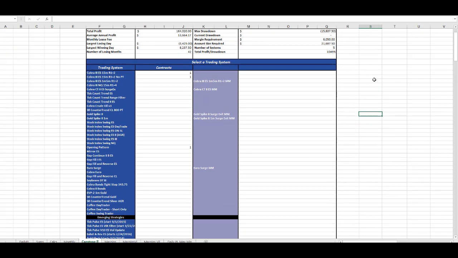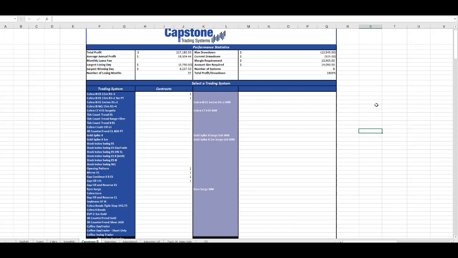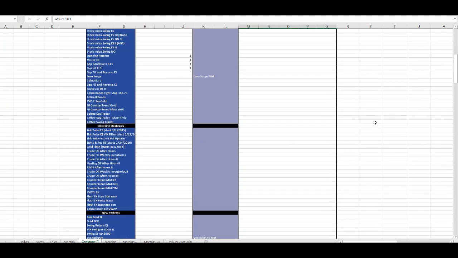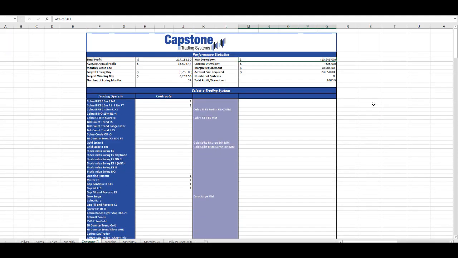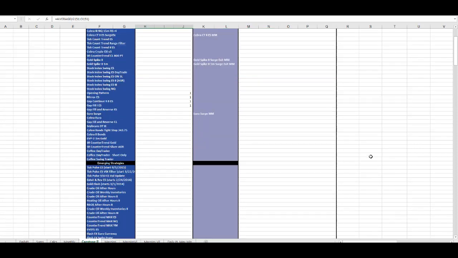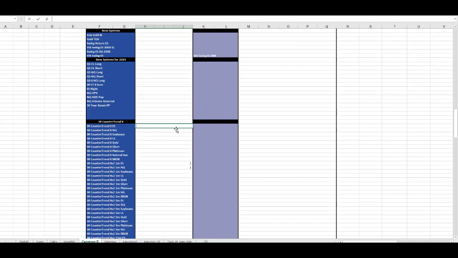I'm going to show you how you can improve this. If you add some of our other strategies like mirror, gap continuation 2B, gap fill 1 from the books, the last two are from the book, you improve that a little bit. Your drawdown goes down to 13,545. Your average annual is still 18,504. We've removed these two, so let's add these back.